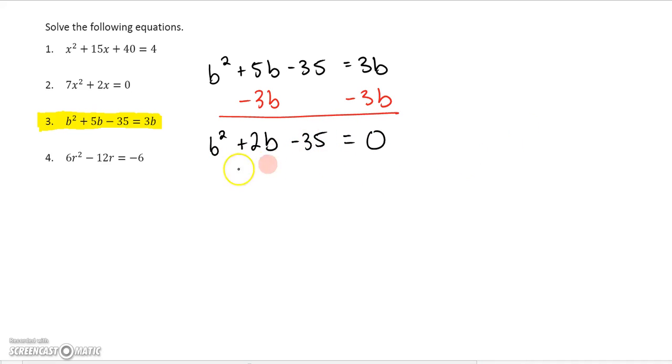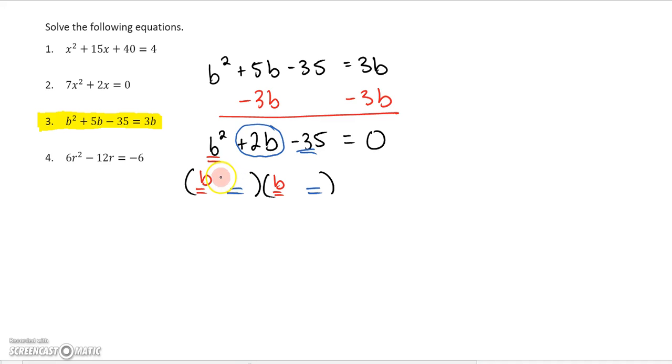This doesn't look too difficult to factor, so I'm going to just go ahead and use the guess and check method instead of using the diamond. So what two terms multiply to make b squared? Well, that's b times b. What two terms multiply to make negative 35, but yet add to make 2? So we're looking for two numbers with a difference of 2.